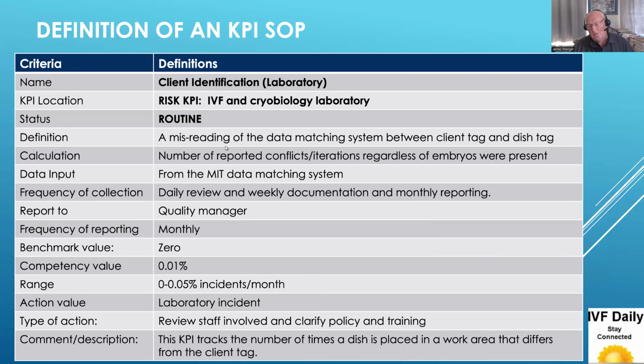And the second one, that I'm not going to do any more. This is one which I think I'm becoming more and more interested in since I've been doing my third-party YouTube videos and looking at IVF in a different world. I think the risk KPI is one of the critical ones, and this one is for client identification, the misreading of data between client tags and dishes, etc. And you can see the benchmark value is 0, competency value 0.01%. It's a laboratory incident. Review all staff involved and clarify policy procedures. This KPI tracks the number of times a dish is placed in the work area that differs from the client tag. And I think I've talked about this in another video.